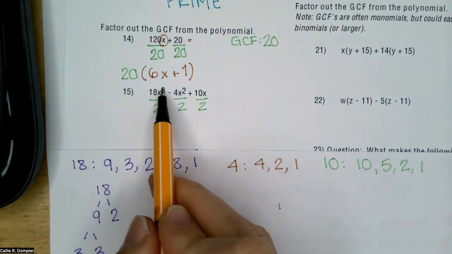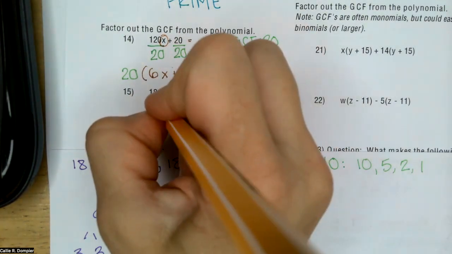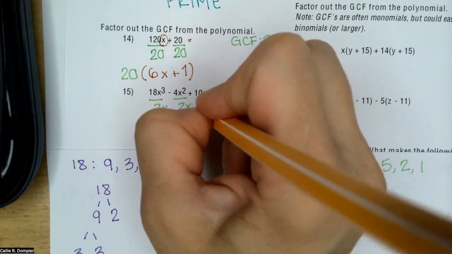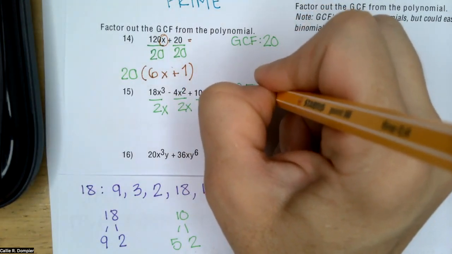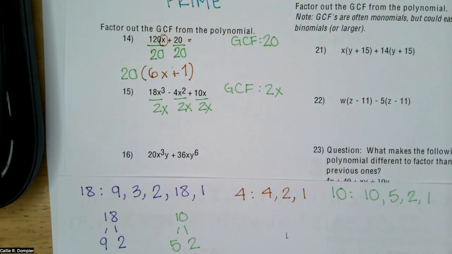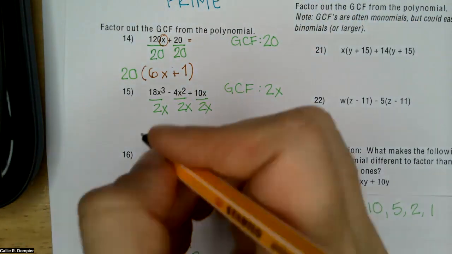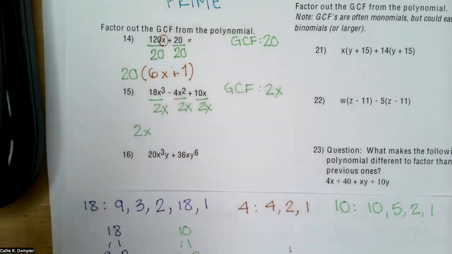What about the x's? X cubed, x squared, x. The smallest one is just x. So my greatest common factor is 2x. Good. And then I'm going to divide that out of each one.